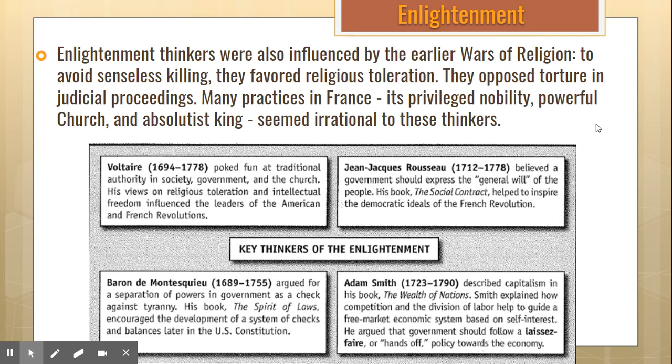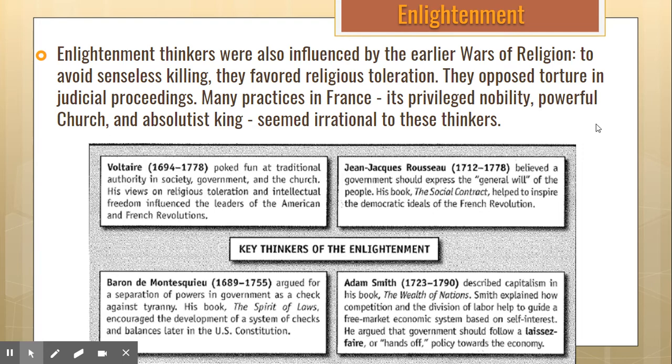So they opposed the torture during judicial proceedings. What happened a lot of times in the past is if you were arrested, you were tortured until you said, yes, I did it. So many of the things that happened in France is what they kind of turned on. So the privileged nobility, the powerful church, and the absolute kings, they were against all those things. They thought that those things were irrational.